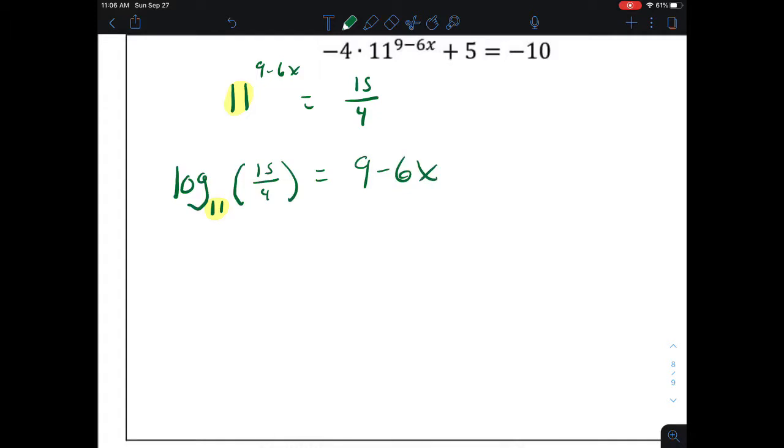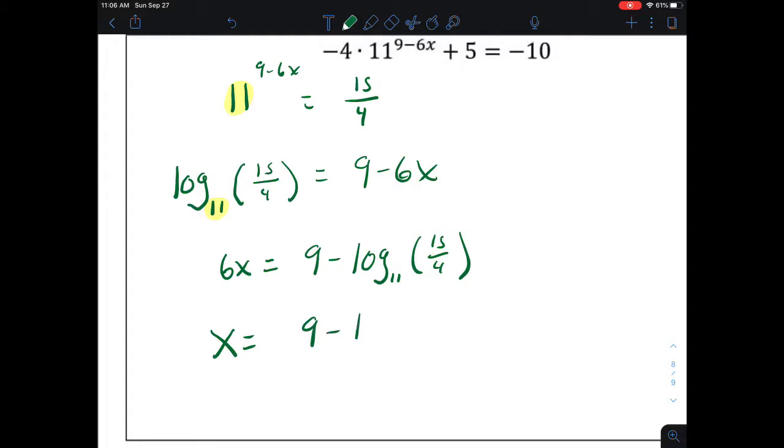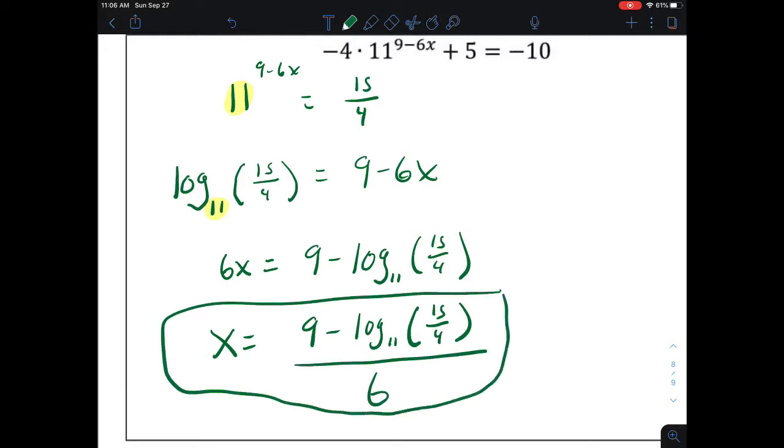So I kind of rearranged my terms a little bit. I'd have 6x is equal to 9 minus log base 11 of 15 over 4. And then we would divide by 6. And so the exact answer here would be 9 minus log base 11 of 15 over 4, divided by 6. So that's the exact answer.